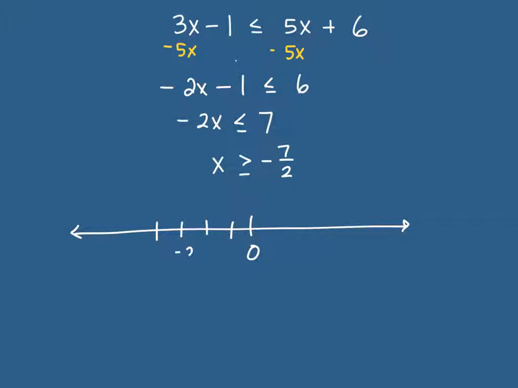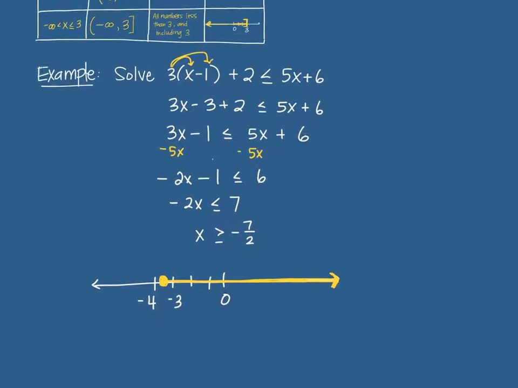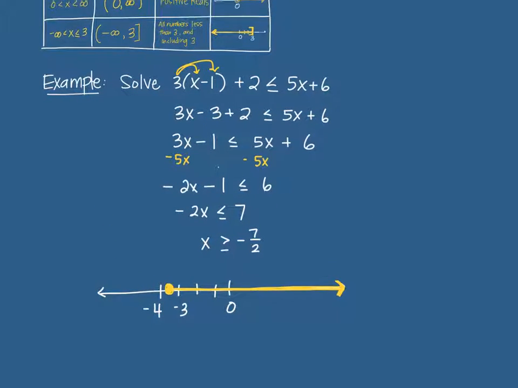So here's -3, here's -4. So I'm going to put in a circle at about -3.5. It says x is greater than, so I need to shade to the right. So I'm going to the greater end. And because it was an equal to bar, I need to go back and fill in the circle to show that it's including the number -7/2. That should look familiar. You've done that before from Algebra 1 and Algebra 2.